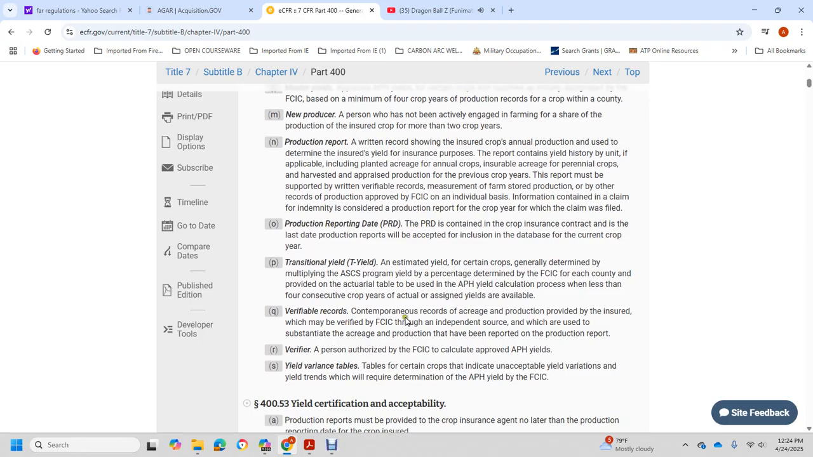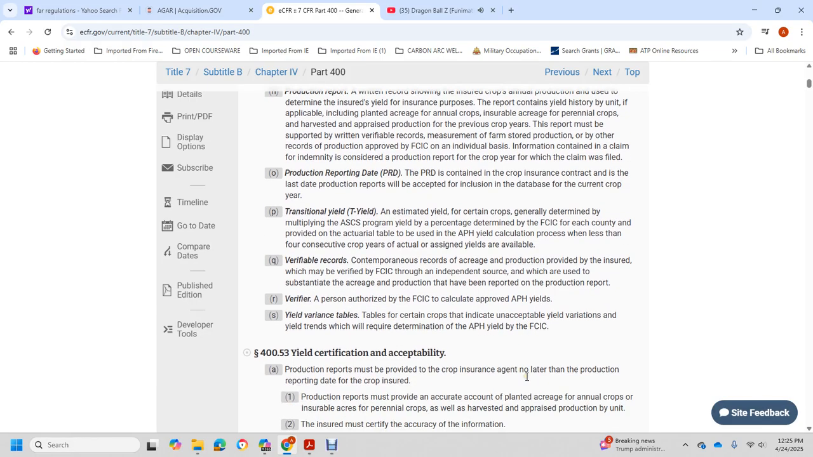Verifiable records are contemporaneous records of accurate production provided to the insurer, which are verified with the FCIC through an independent source, with a substantial acreage production that has been reported for the crop year, verified by a person authorized by the FCIC, and used to calculate the actual production history yields. The yield variance table applies to certain crops with immediately unacceptable yields, with the variation in yield trends required for the actual production history yield by the FCIC.